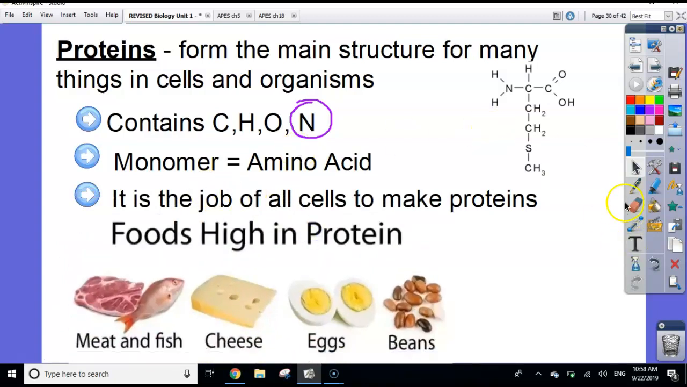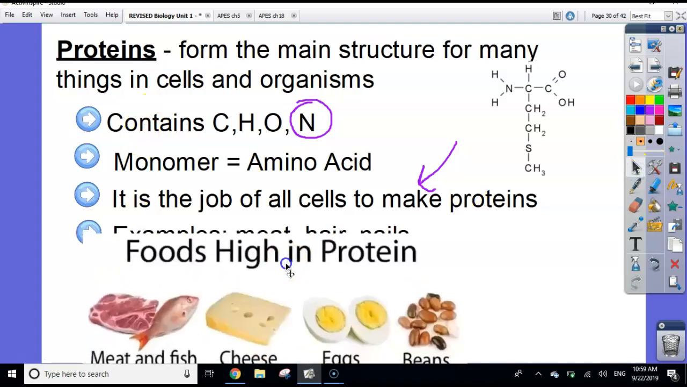All right, an important thing to know, it's the job of all cells to make proteins. That's their job. Our next unit is going to be on cells, and the whole job of every single cell in your body, whether it's a blood cell or a brain cell or a muscle cell, is to make proteins. They're like little protein factories. And in order to work, they've got to make proteins. So proteins are being made all the time in your cells.